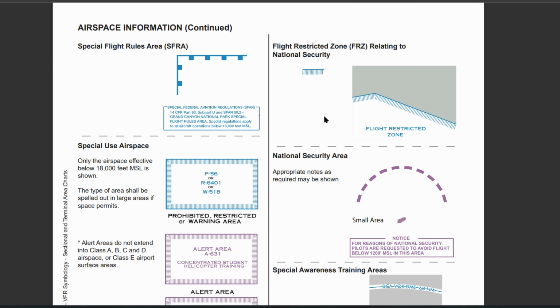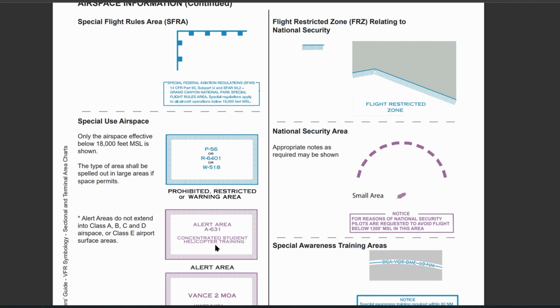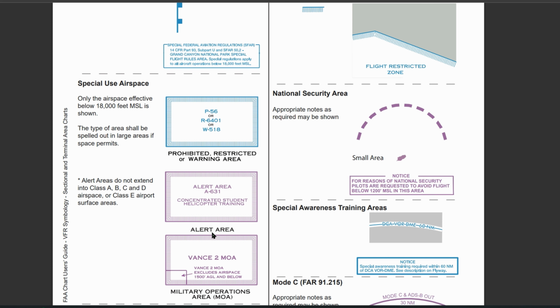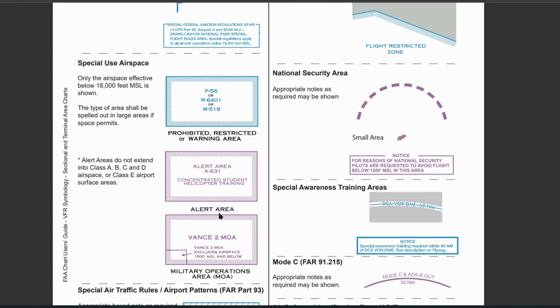Let's look at more SFRAs. You have flight restricted zones related to national security. It's going to look like our special use airspace chart. So you have PRW, that's going to be for prohibited, restricted, and warning. These are areas that you need ATC authorization to fly in. Alert areas you don't need authorization for, but you do need to be on alert if you're flying through there. And then you also have MOAs, military operation areas. You can see again is our box. The little box here says that it excludes airspace 1,500 feet and below. So you're able to fly your UAV in that area.